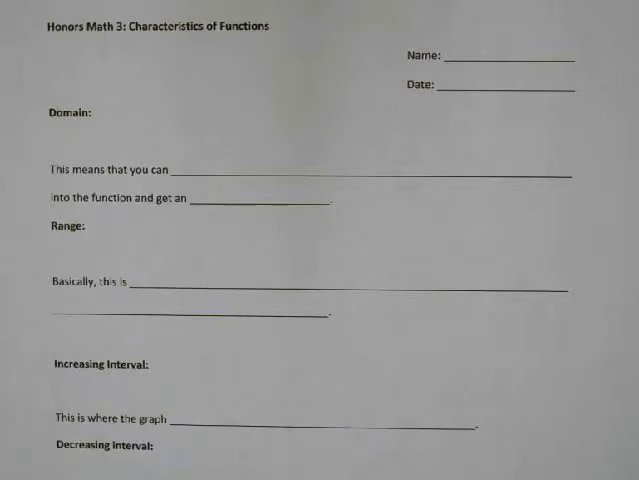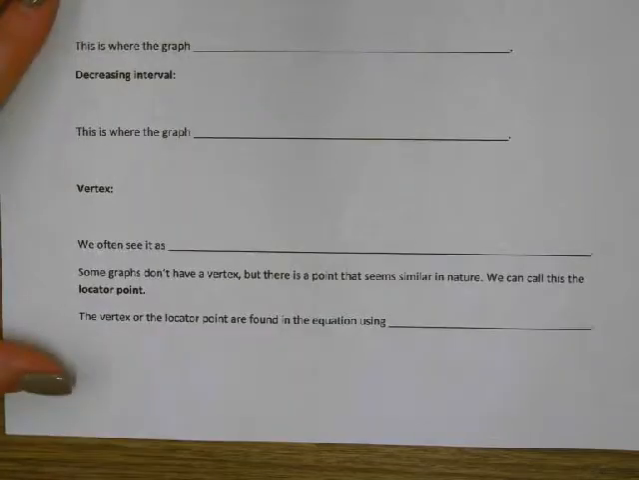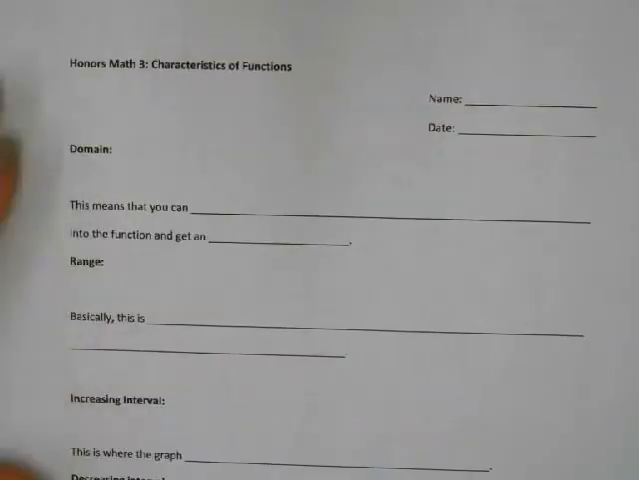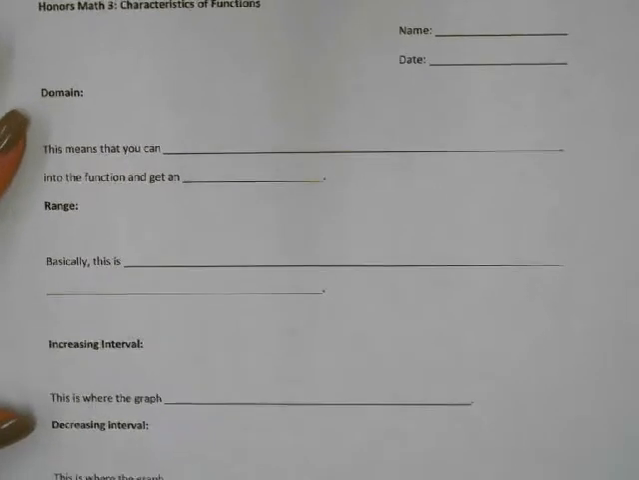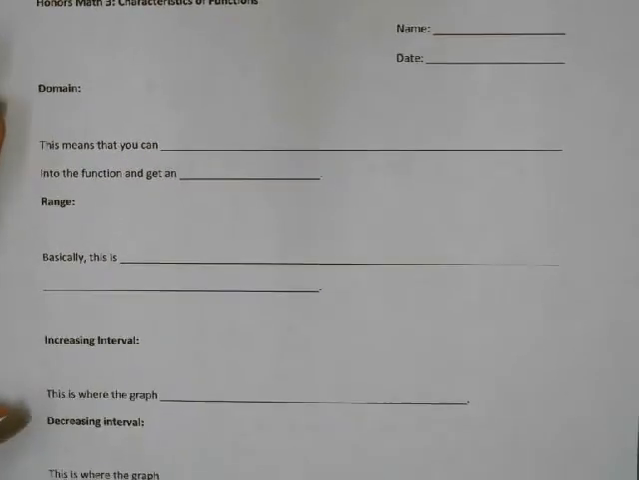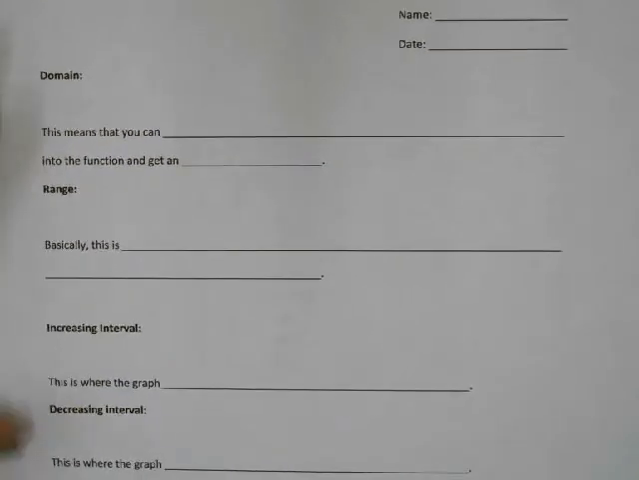We're going to look for things like domain and range. We're going to look for increasing and decreasing intervals. We're going to look for the vertex. We're going to look for maximums and minimums of the graph. We're going to look for x and y intercepts. So one of the big things we do in Math 3 is we get really good at finding these, and we get really good at writing them in the correct notation.